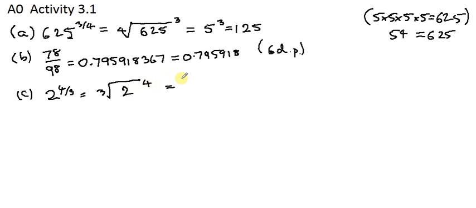So I can write this number as the cube root of 2 to the power 4, which means 2 times 2 times 2 times 2. 2 times 2 is 4, 4 times 2 is 8, 8 times 2 is 16. So that final result there is 16. So we want the cube root of 16. And for that we can use the calculator now because there's no simple answer to that.